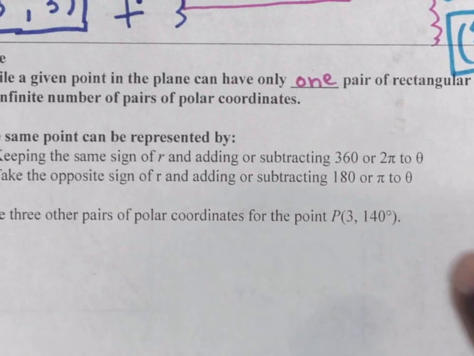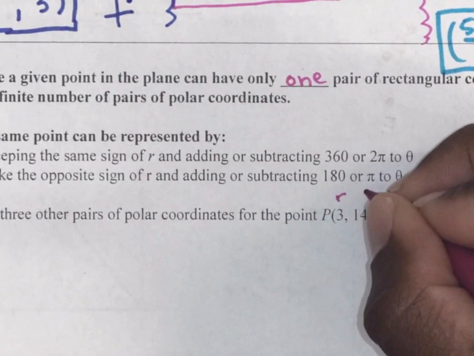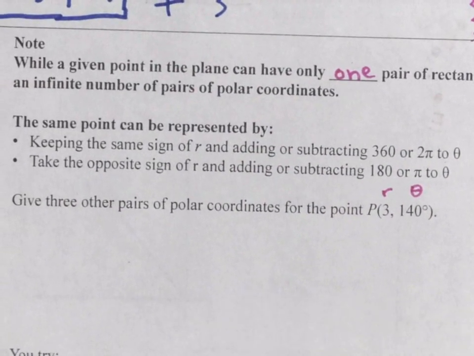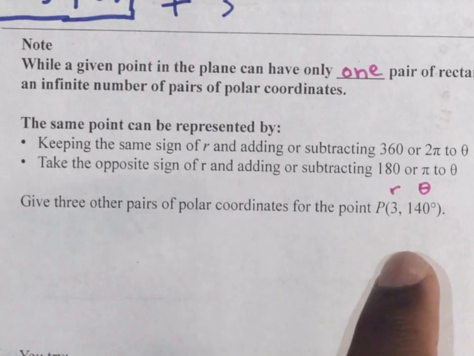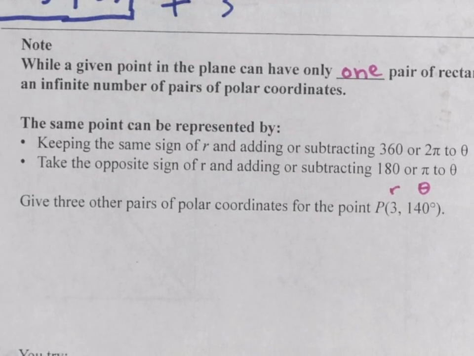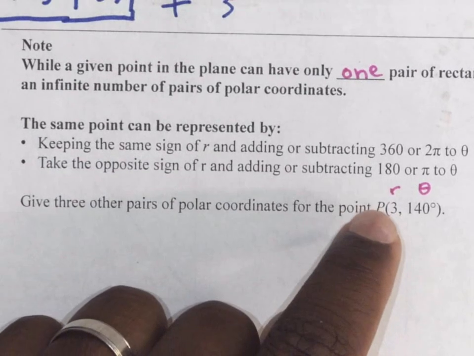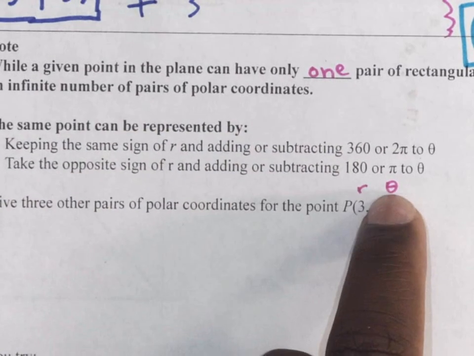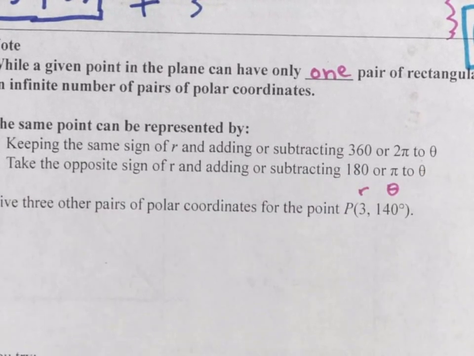So if we start off with this point right here, where r is 3 and then theta, my angle, is 140, we want to give at least 3 different ways we can get to this same location, but with a different point. So there's 2 ways you can do this. The first way is you can keep the same sign for your radius, r, and then you can either add or subtract 360 if you got degrees, like we got. But if you had a radian measure, you would either add or subtract 2 pi, just like coterminal angles.